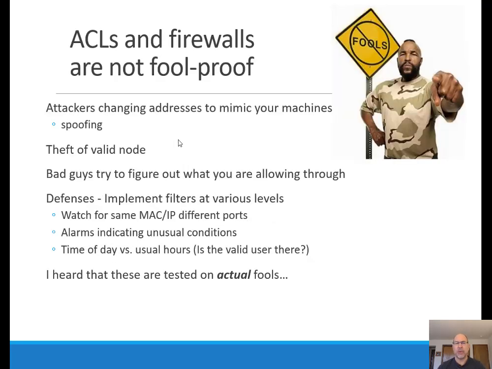Attackers can change addresses to mimic your machines, so that's called spoofing. Anytime somebody's trying to look like somebody else or something else, that's called spoofing, and IP addresses are the easiest thing to spoof. So if you're just testing on IP addresses and somebody changes it, well, there you go. If you build your firewalls or your security around something that's tied to hardware, so for example in wireless networks, or if you're doing MAC-based ACLs, all of that is tied to the hardware of the device. Well, of course, the minute you have theft of a valid node, now they're right by your security.